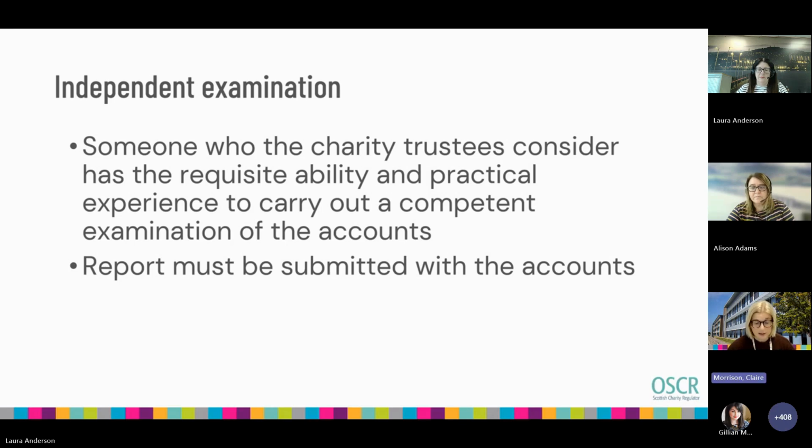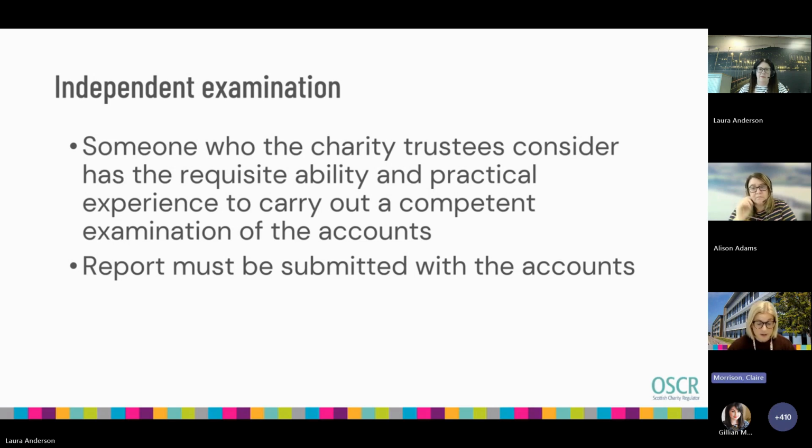In deciding who has the required skills, the charity trustees would need to take into account the complexity of the charity's accounts. So some charities will be very straightforward with very minimal transactions, whereas some, even preparing receipts and payments accounts, might have staff, might have property transactions, and may be completely more complex. So the trustees need to consider the complexity, and that will determine the experience that the independent examiner will require.